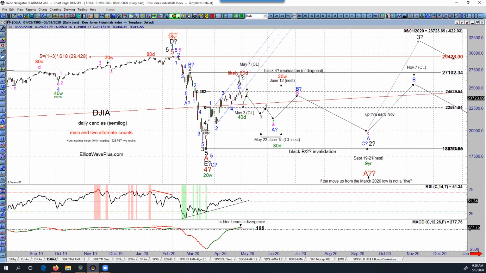So is it possible that this is an A and a B and a 1, 2, 3, 4, 5 for C, and it's not a 5? According to Fibonacci, yes, that may even be the preferred count. And if so, this would be a corrective move.